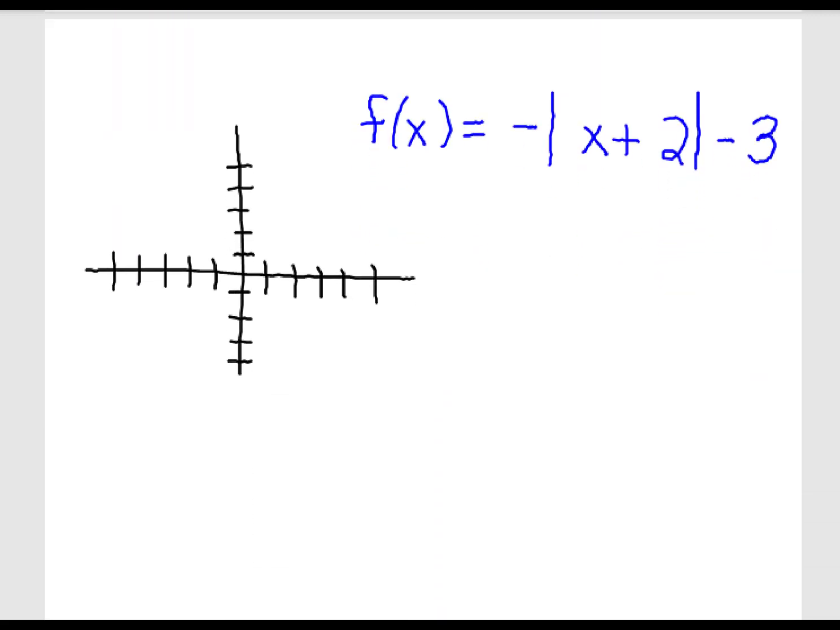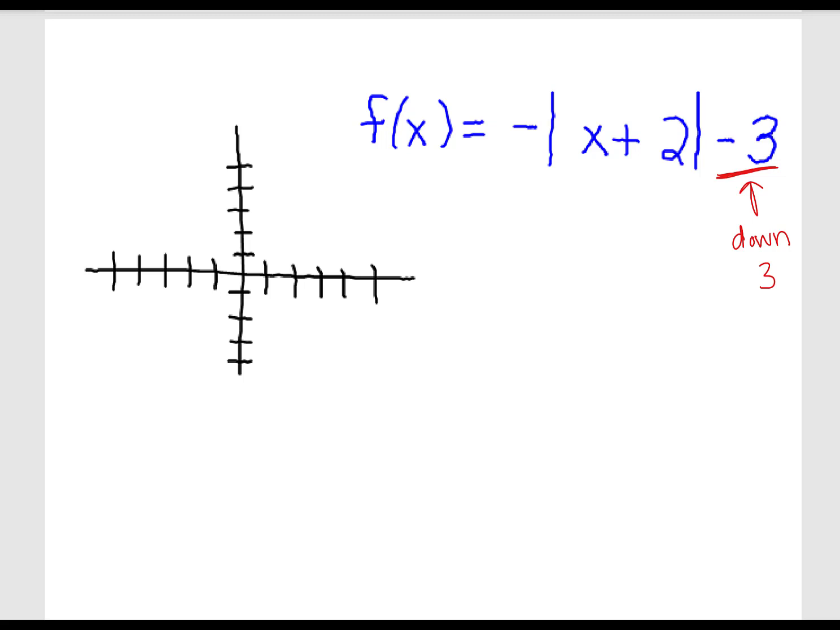Okay, let's look at this. Our function is f of x equals negative absolute value of x plus 2 minus 3. So referring back to the first part of this section, we talked about when we had addition or subtraction outside the function right here, that would affect our y. So there's going to be a shift up or down, and the shift would be dependent upon the sign. It was true to the sign. So this is going to shift our function down 3 units.